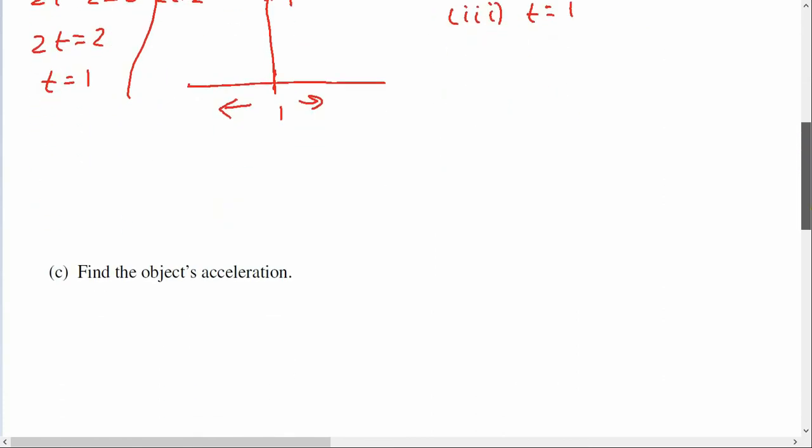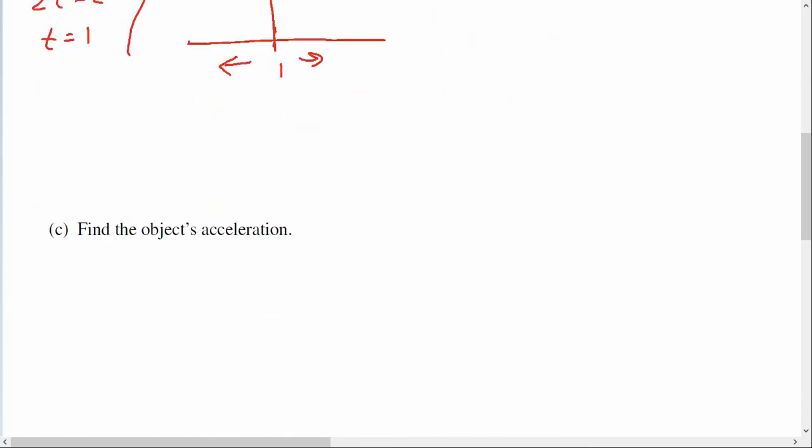Find the object's acceleration. So remember the velocity was given by this. And the acceleration is just the derivative of the velocity. It's just going to give me 2. So it's constantly accelerating.